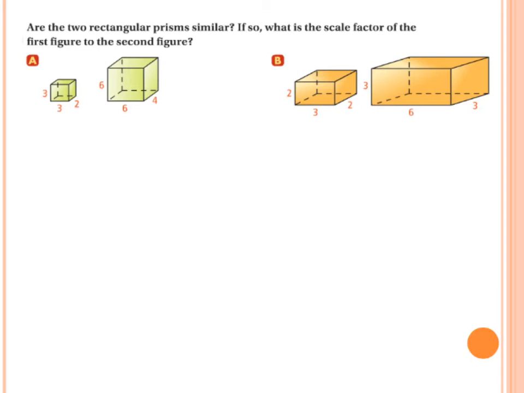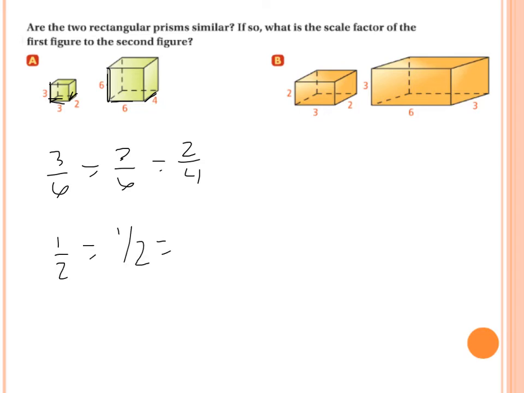Before we get into our ratios, we will first want to see, are these pictures similar? So first we have a 3 and a 6, and we want to compare that to a 3 and a 6, and a 2 and a 4. So if I simplify each of these fractions, each of these are 1/2, so yes, they are similar.